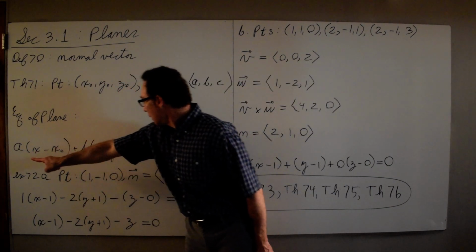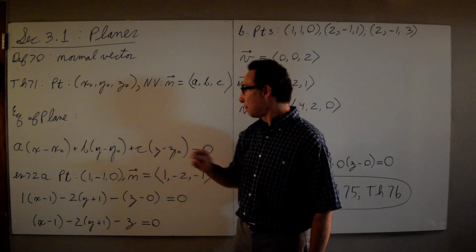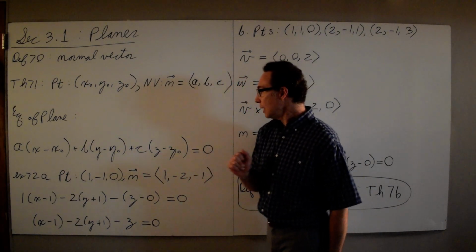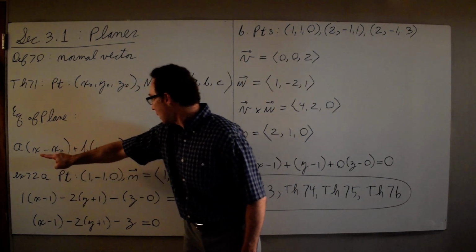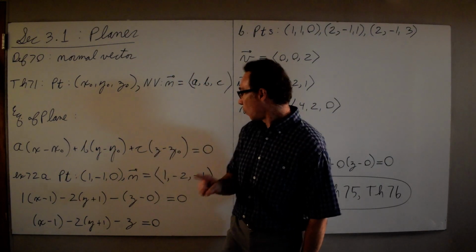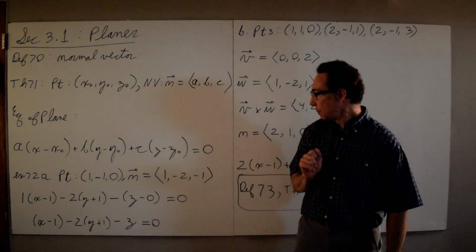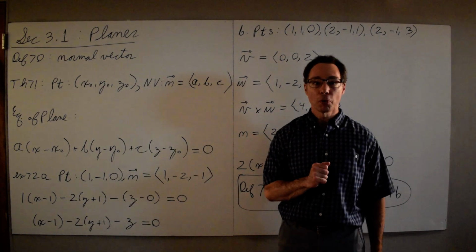We take the components of the vector as our coefficients a, b, and c. Then we have x minus the x coordinate, y minus the y coordinate, z minus the z coordinate. That's the equation of our plane.